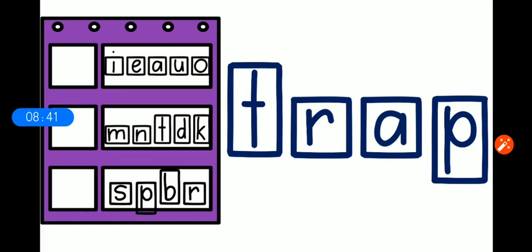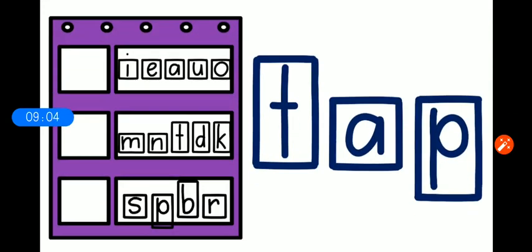This word is trap. Trap. Now let's check my board and see if we can see all the letters in this word. Can you see all the letters in this word on my board? T, R, A, P. Trap. Did you see it? Good. Now we have another one. Tap. T, A, P. Tap. Can you find T, A, P on my board?